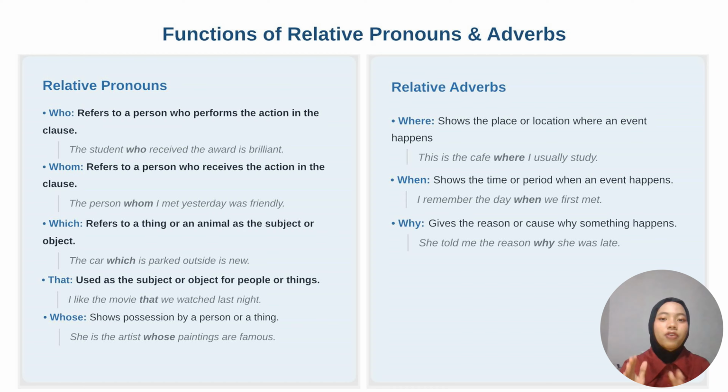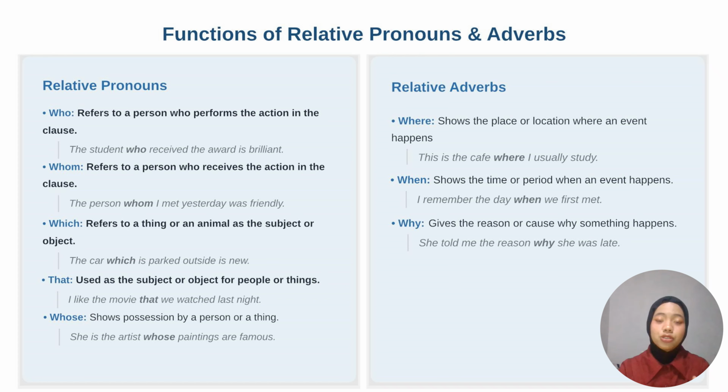Who is used for people as the subject. For example, the student who received the award is brilliant. Here, the clause who received the award describes the student. Whom is also for people, but it is used as the object. For example, the person whom I met yesterday was friendly. The clause whom I met yesterday explains which person.